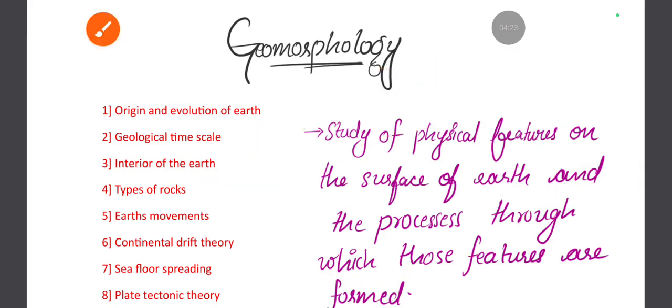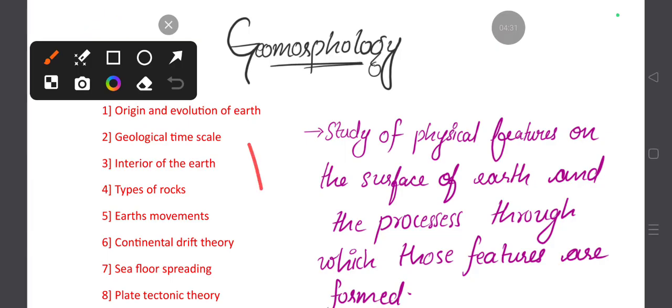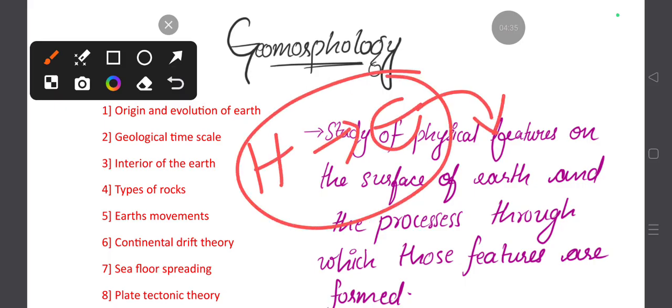In the same way, in order to understand the different events in the history of the evolution of the earth, we have divided the history of the evolution of the earth into different time scales.